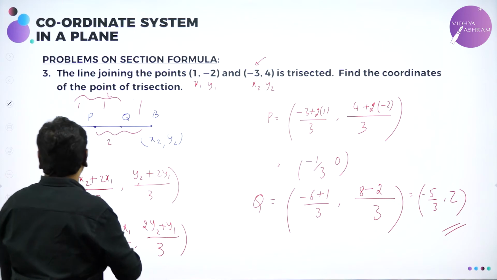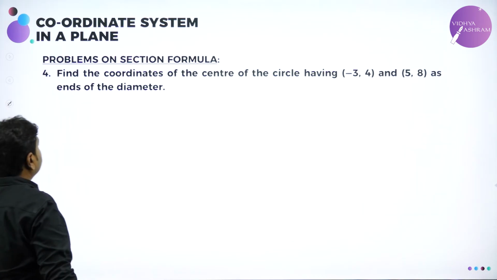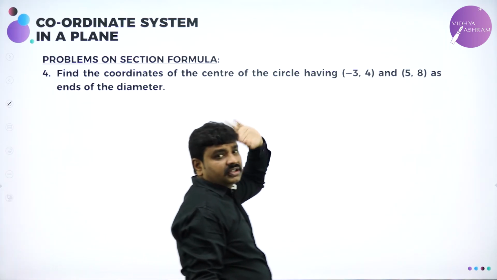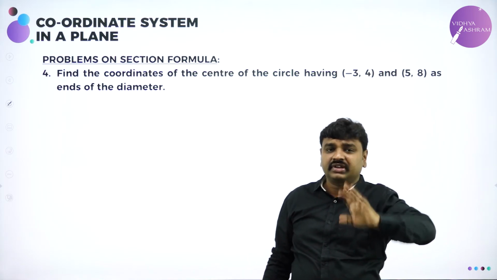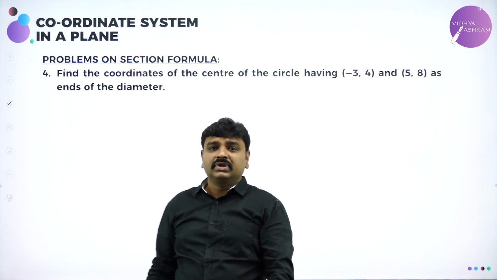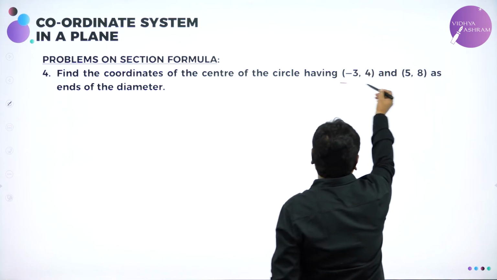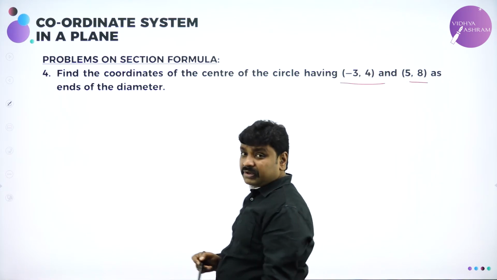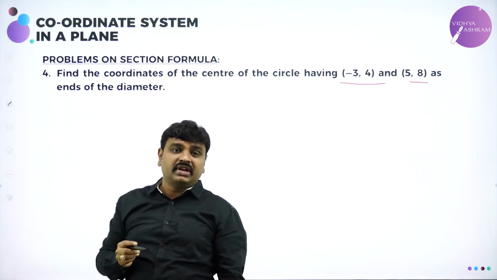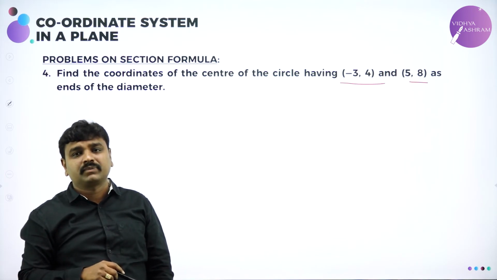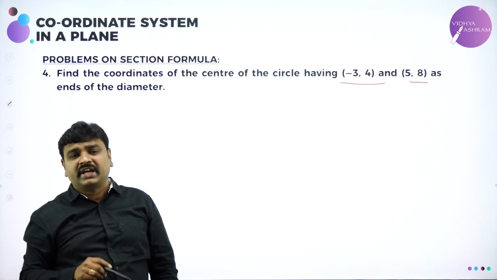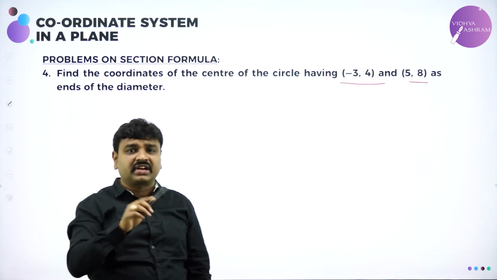Now, find the coordinates of the center of the circle. They want you to find the coordinates of the center of the circle, having minus 3, 4 and 5, 8 as ends of the diameter. Please understand, my dear students, we are applying the section formula. They want the center of the diameter or center of the circle.